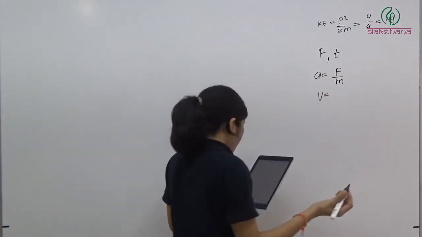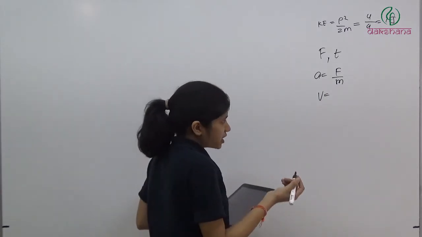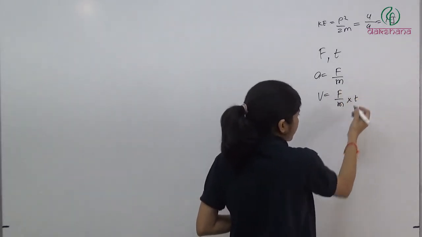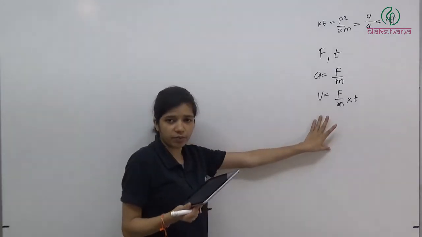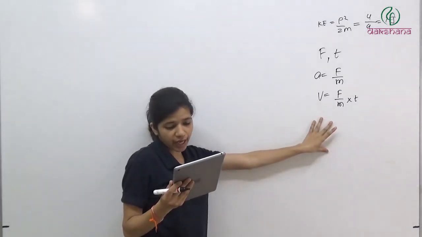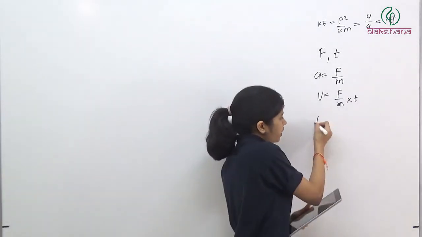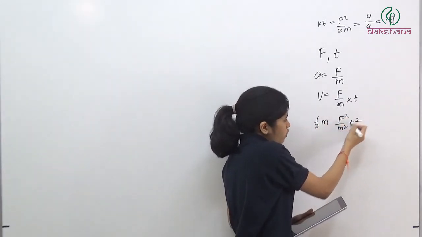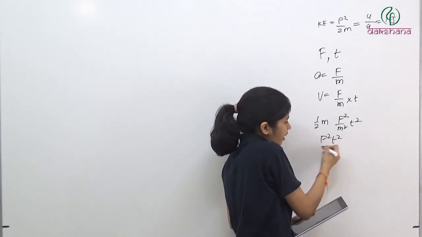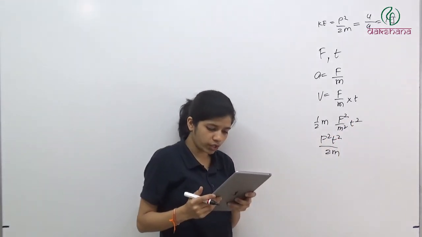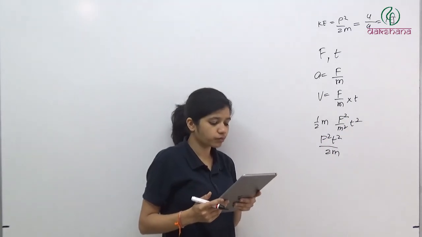And velocity after time t will be v equal to u plus at. The particle was at rest, so u is 0. So a into t, F by m into t. So the particle's velocity after time t is F by m into t. Now we find its kinetic energy. Kinetic energy will be half m v square, F square by m square into t square. So it is F square t square by 2m. Option 2 is the correct answer.